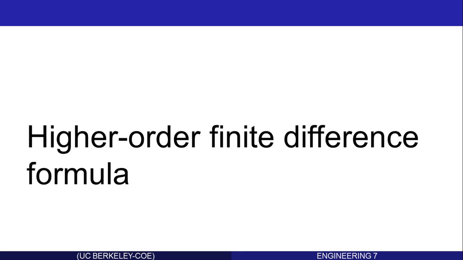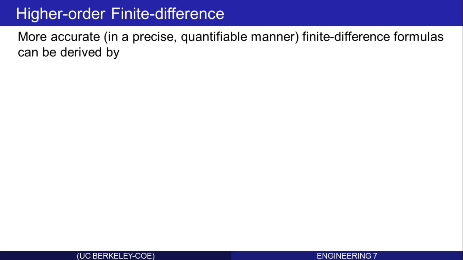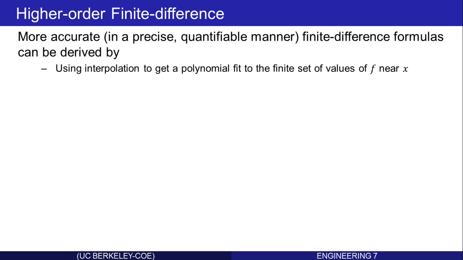Now let's look at what are called higher order finite difference formulas. We can obtain more accurate finite difference formulas in a very precise way. On any given piece of data, they may not be more accurate, but in general they are. We do this by using interpolation to get a polynomial fit to the finite set of values of f near x, and then evaluating the derivative of that polynomial, which is very easy to do, at x. And that will give an estimate for the derivative of f at x.